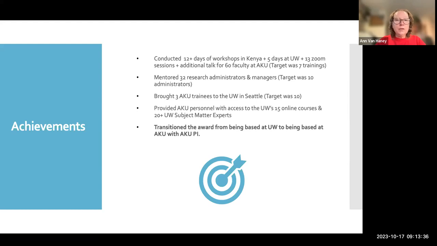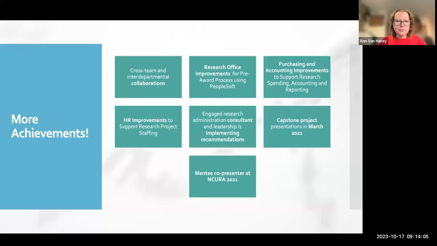Something else that we were able to do, which I thought was the ultimate in the capacity building for this project, was transitioning away from having an award that was based at the UW with the AKU being the subrecipient to having AKU as the prime awardee with NIH, and then giving a subaward to the University of Washington. So that also gave a great learning opportunity for our colleagues at AKU.